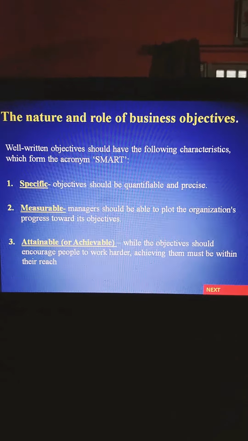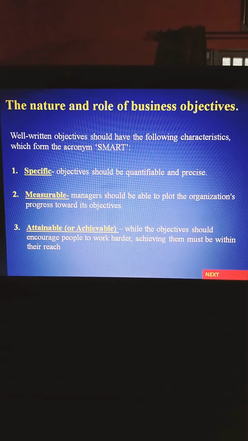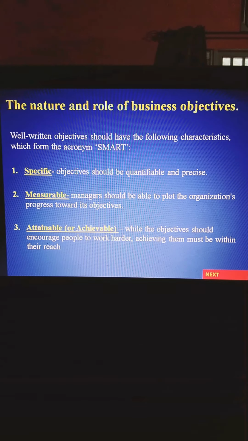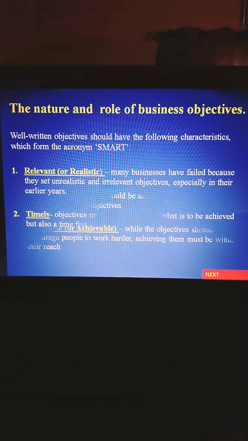The outcome. The next one is the A. The A stands for attainable or achievable. While the objective should encourage people to work harder, achieving them must be within their reach. So you must set the objective where somebody can reach it and not beyond their attainability. All right? So achievable and attainable.